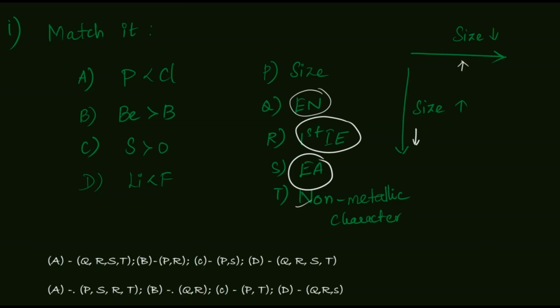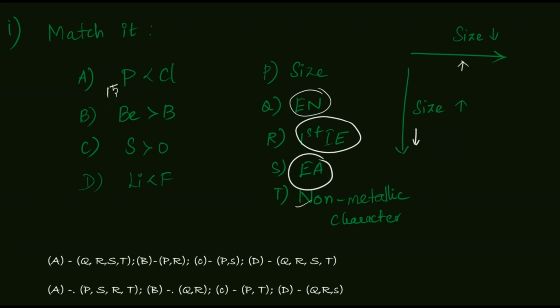Okay, so let's try to match it. The first thing is phosphorus with chlorine. Phosphorus, the atomic number is 15, and the chlorine atomic number is 17. So which property matches to this one? Chlorine is having less size than phosphorus. Electronegativity, ionization enthalpy, electron affinity. Which one?